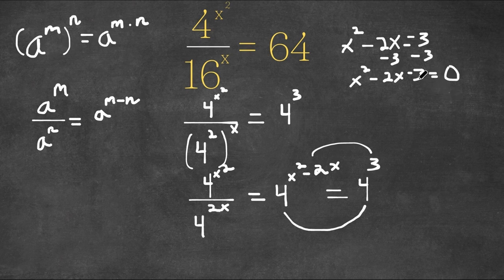So now, as you see, we have a simple quadratic equation. So I'm actually going to plug this into the quadratic formula. So negative b, well, b is negative 2, so negative of negative 2 is positive 2, plus or minus the square root of b squared, so negative 2 squared, which is 4, minus 4 times a, which is 1, times c, which is negative 3.